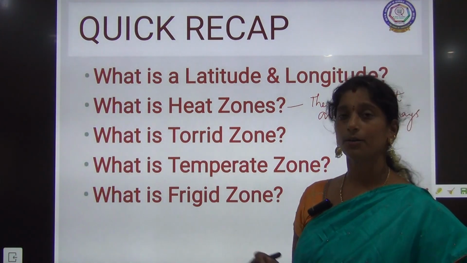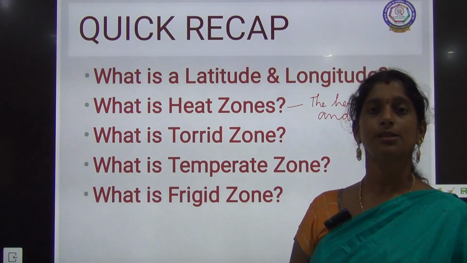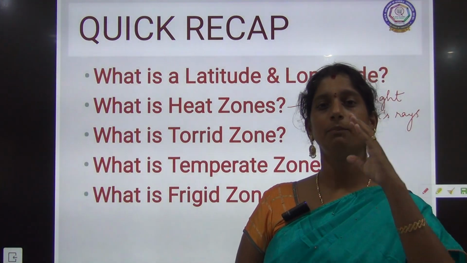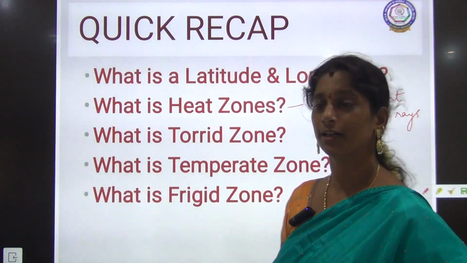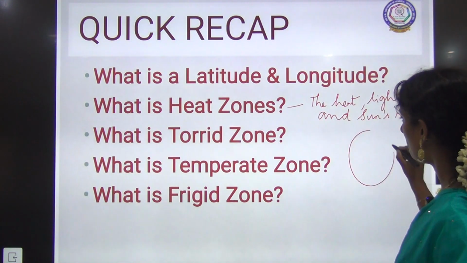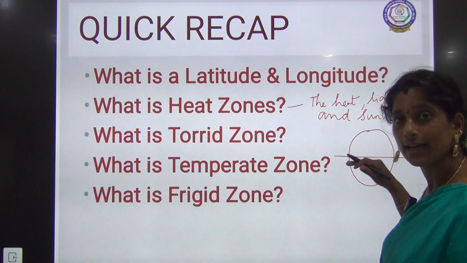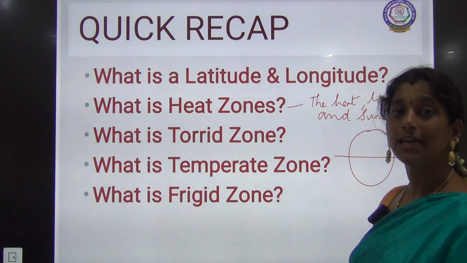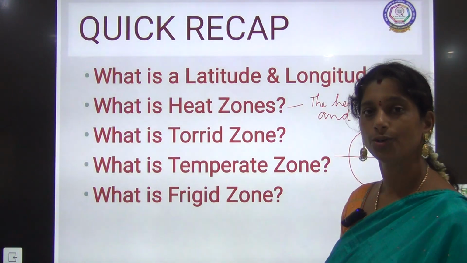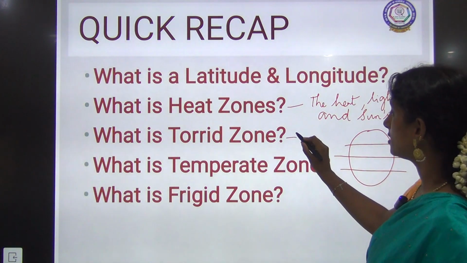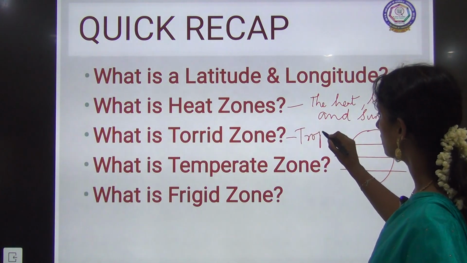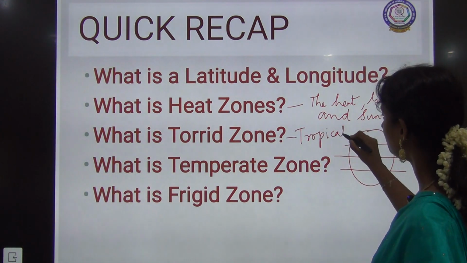And what is the torrid zone? Torrid zone is nothing but the area between the Tropic of Cancer and the Tropic of Capricorn on the globe, just the area above and below the equator. It is also called the tropical zone.